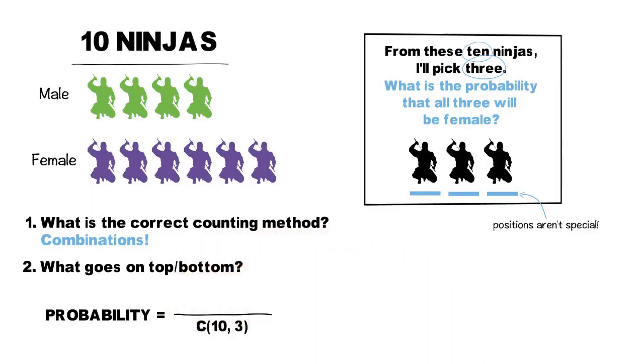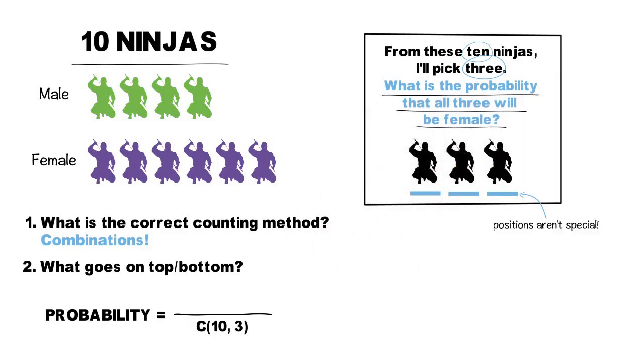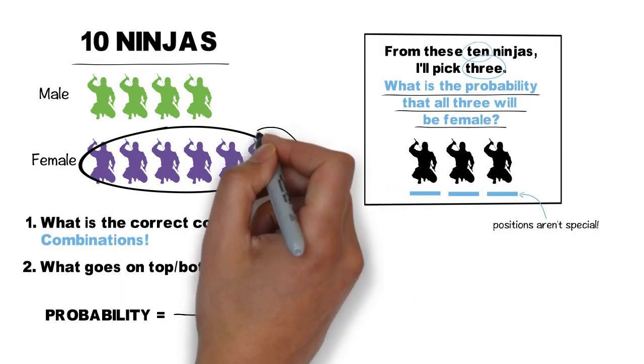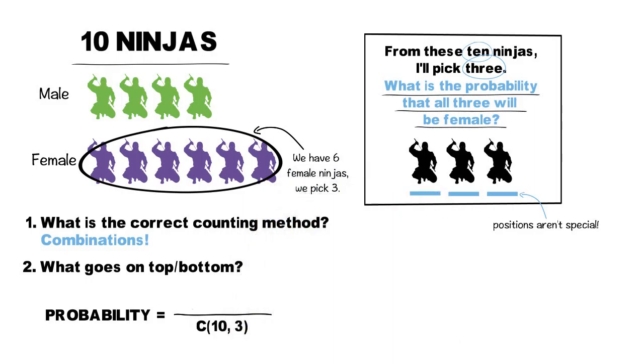To figure out the top, we're going to remember that we're being asked to find the probability that all 3 ninjas that we pick turn out to be girls. If that's true, the number of ways that can happen is this. We've got 6 girl ninjas available, and all 3 of the ninjas we pick have to come from them. We know we're using combinations to count the problem, so the answer for the top is just combination of 6, 3. 6 girl ninjas to choose from, but we're only picking 3 of them. Now we have combinations that represent the top and the bottom of our probability fraction.